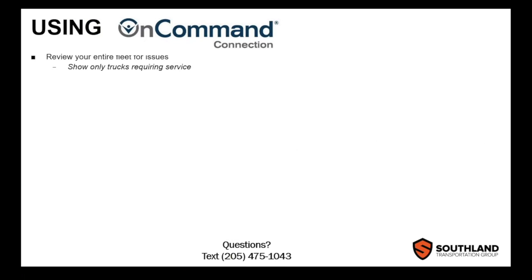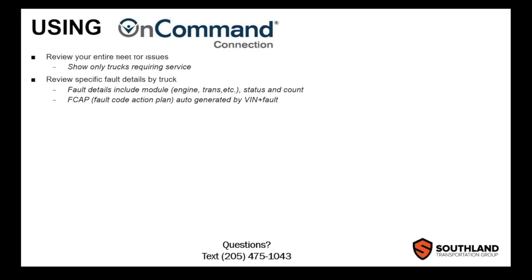So, how would you use OnCommand Connection? You can review your entire fleet for issues. Again, show only trucks that are requiring service or maintenance. You can review specific fault details by truck, by module, whether it's engine or transmission, body control, or ABS system. See the status and the count for that fault. Navistar also puts together inside of that fault a fault code action plan that is auto-generated for that specific fault. So it's very tailored to the specific truck. So if you look at it, you're taking your entire fleet and drilling down to one truck, one fault, and seeing what that issue is and how you would want to resolve that.